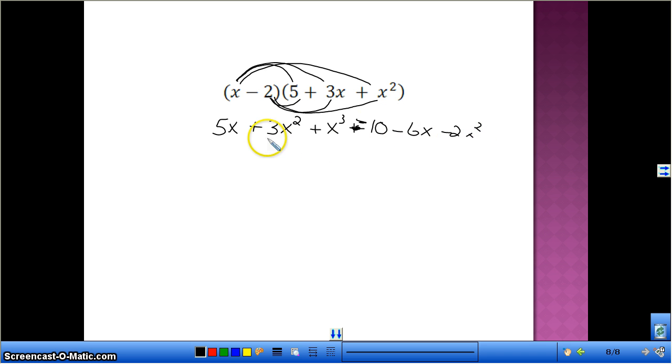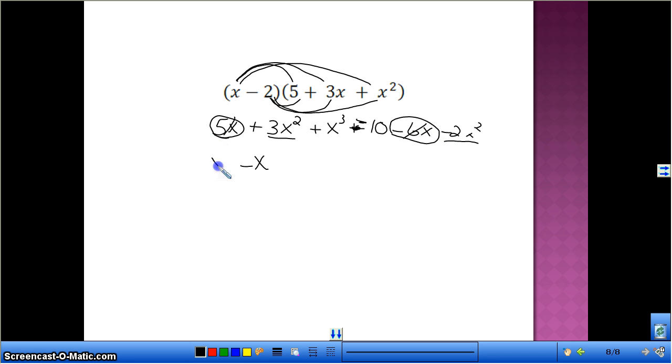All right, and then I'm going to look here. I'm going to identify everything that's alike. So I have a 5x here. I also have a negative 6x here. I can put those together. That's going to give me negative x. Okay, I'll cross that out here. Then I have a 3x squared. I also have a negative 2x squared. When I put those together, I'm going to have x squared.